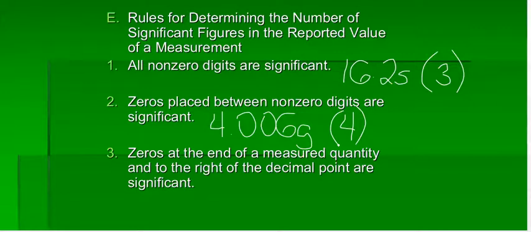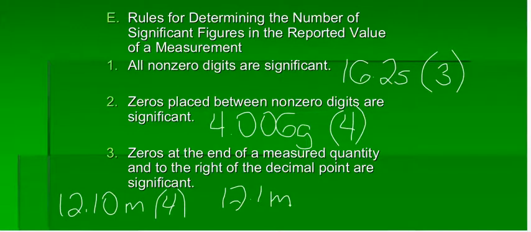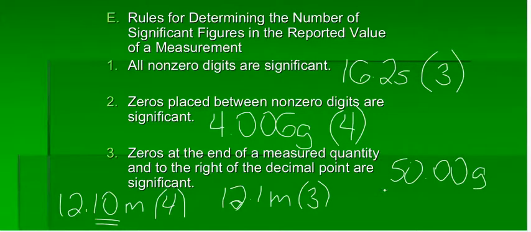Number 3, zeros at the end of a quantity and to the right of the decimal place are significant. 12.10 meters, the 0 is significant. 4 sig figs in that measurement. Now the reason they're significant there is because if I just write 12.1, that 0 adds an extra layer of precision. So 12.1 only has 3, 12.10 has 4 sig figs. Also going along with this rule, if I have 50.00 grams, the 5 is significant. This rule says the 0 is significant, so this would actually have 4 total because everything in the middle would then be significant as well.